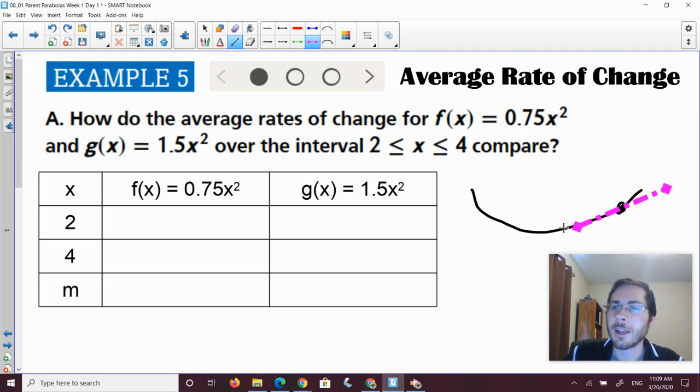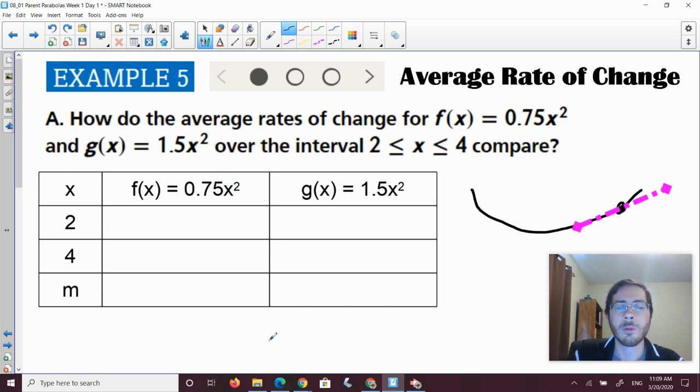So I want to draw a line, and you can see it doesn't exactly follow the curve, but I want to see what the slope of that line would be. So what we're going to do is take our 2 points, 2 and 4, and just plug them into the equation. I'm going to plug 2 into the equation, and I'm going to plug 4 into the equation.